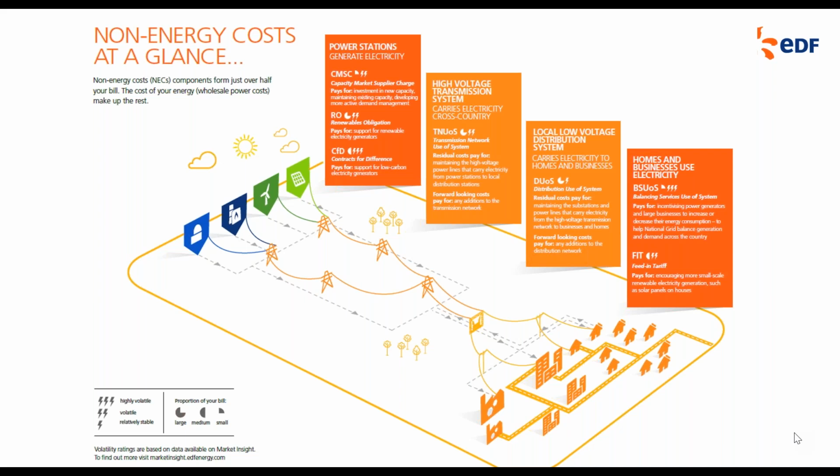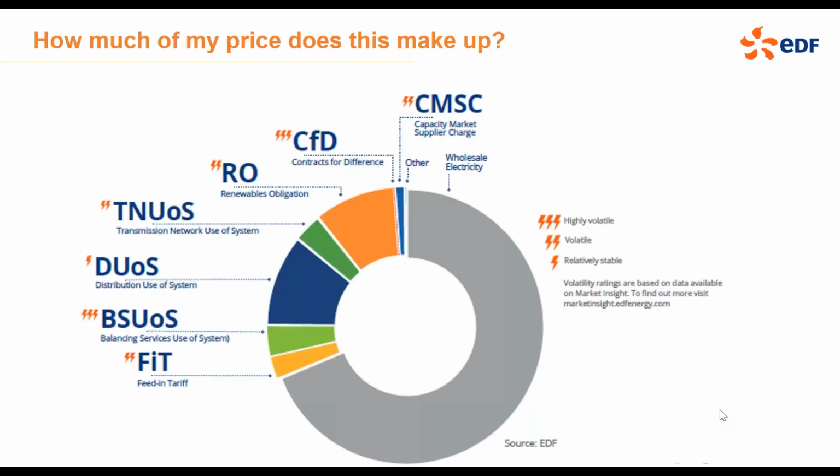So if we flick on to the next slide, Lauren, just to give you a bit of context as to how much that makes up of your cost. This is very much an averaged view. It will depend very much on what wholesale price has been secured, and that will vary slightly basket to basket within the framework. But broadly speaking, we see that non-energy costs make up around 30% of an average bill, with transmission and distribution making up probably a reasonable chunk of that, followed by renewables obligation.